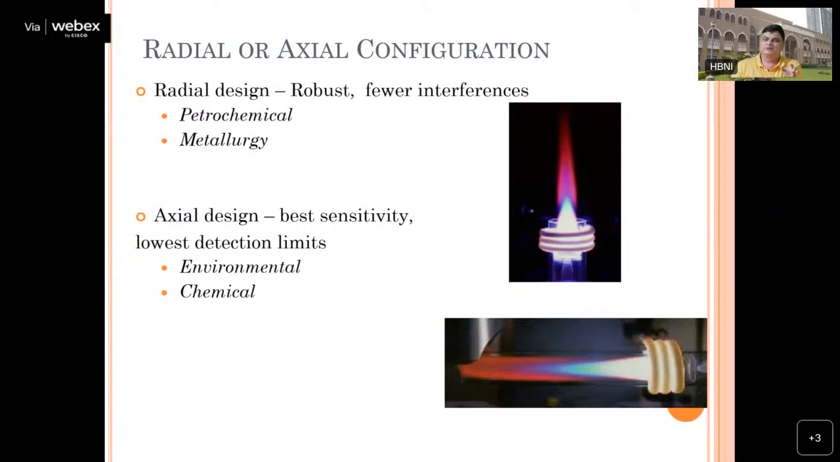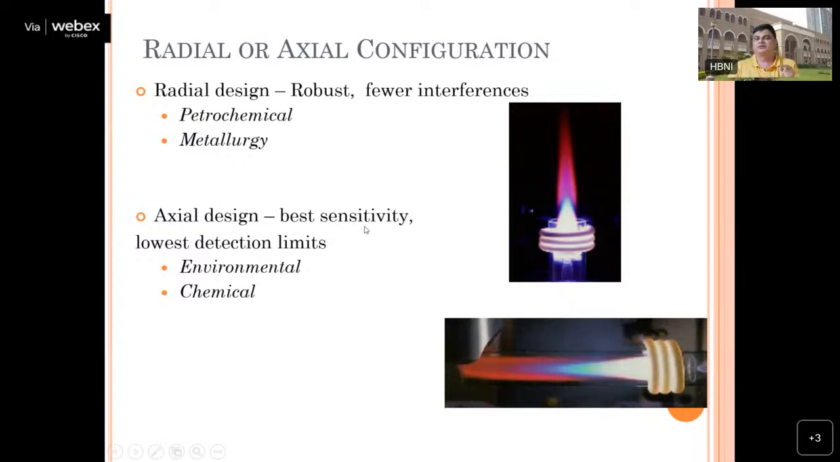As I told you, there are possibilities: you can have radial views and axial views. Radial view means it is robust with fewer interferences because it takes a smaller path of the light, only a smaller part of the light.